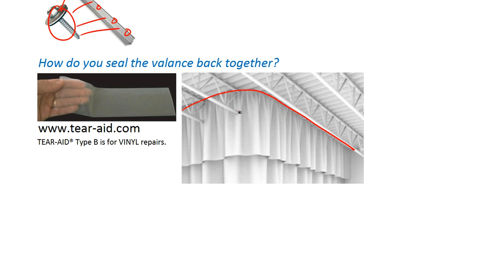So once it's up there, obviously you can see the curtain has to be cut, because to get the curtain all the way to the roof deck, you have to cut around the obstructions, whether it be conduit, joists, purlins, whatever it may be. So you're going to have a cut that goes straight down like this, so you can tuck the curtain up to the ceiling. Now once that's cut, what we recommend people use is a company called Tear-Aid. This is a special clear patch tape. It's used specifically for vinyl, and you want to make sure you get the type V when you can repair those cuts back together with this clear patch tape.